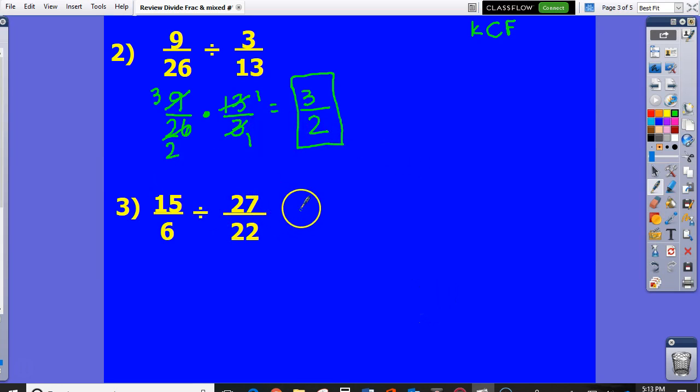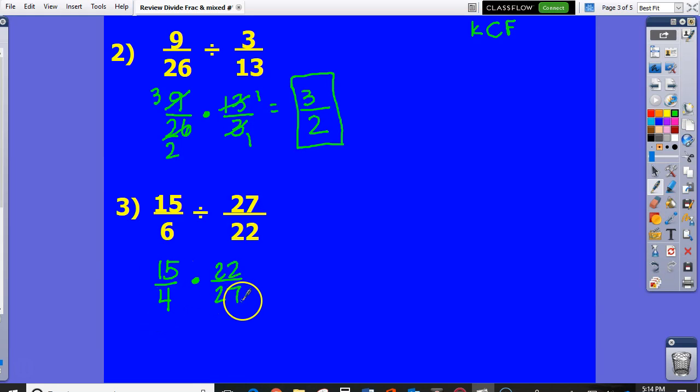Now the next one, the numbers are larger, so people think it's harder right away. But let's take a look. We're still using our process of keep, change, flip, or multiply by the reciprocal. So you have 15 over 4 times 22 over 27.